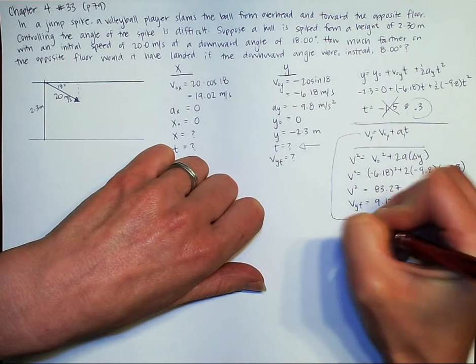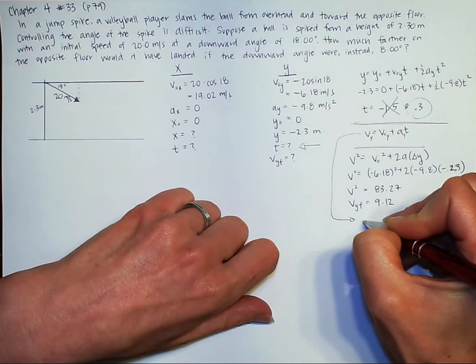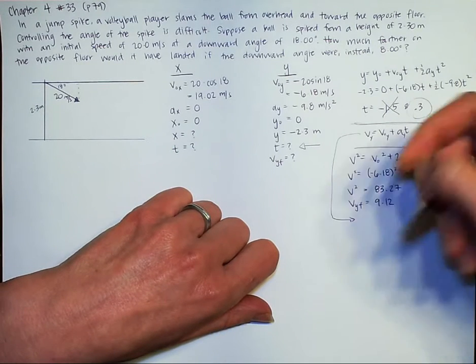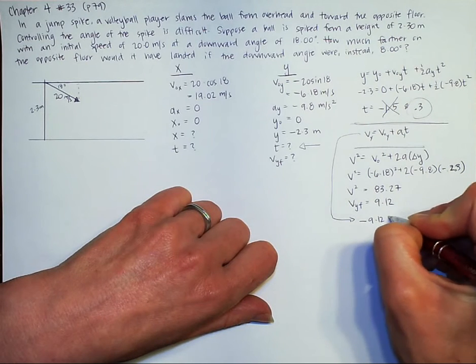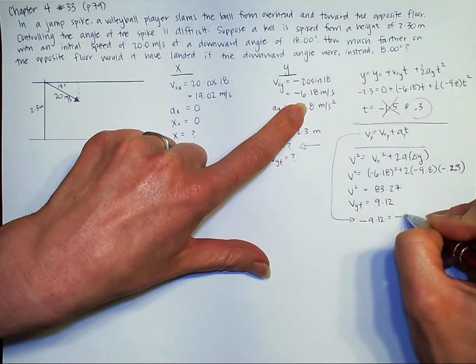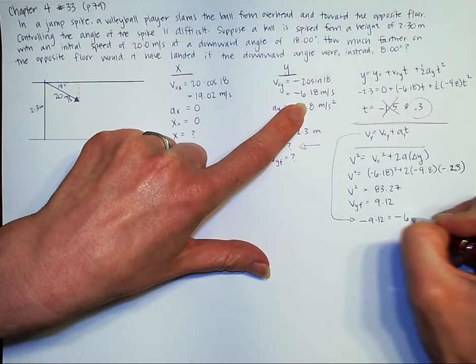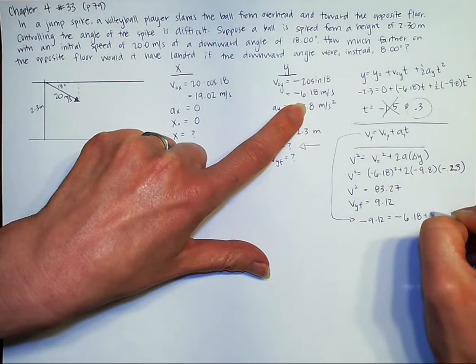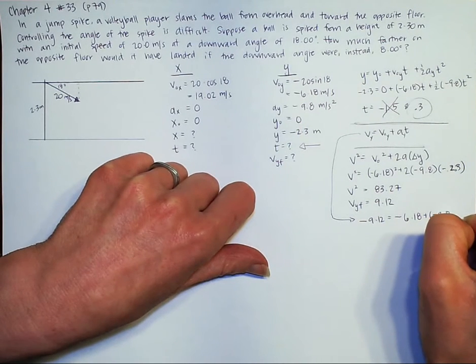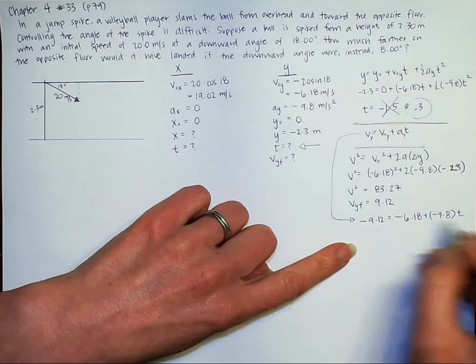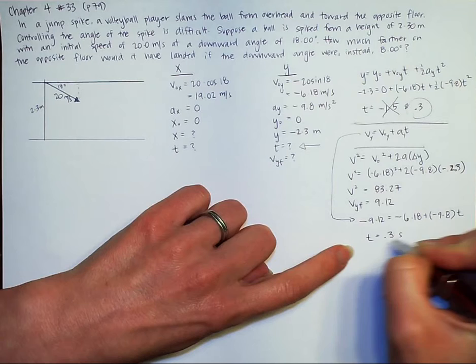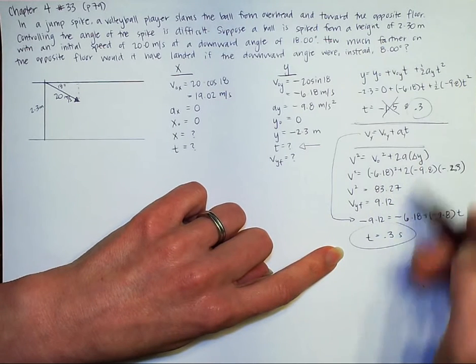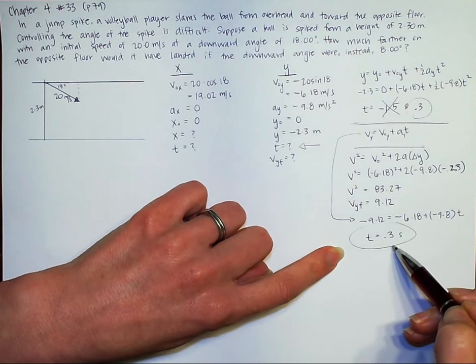And now I can plug back into this equation. So we know that our vy final is in the negative direction. So I have negative 9.12 equals our initial y, negative 6.18 plus negative 9.8 times time. And if we work this out, we find out that our time is 0.3 seconds, which is what we found up here, but we just didn't have to use any sort of quadratics to get there.